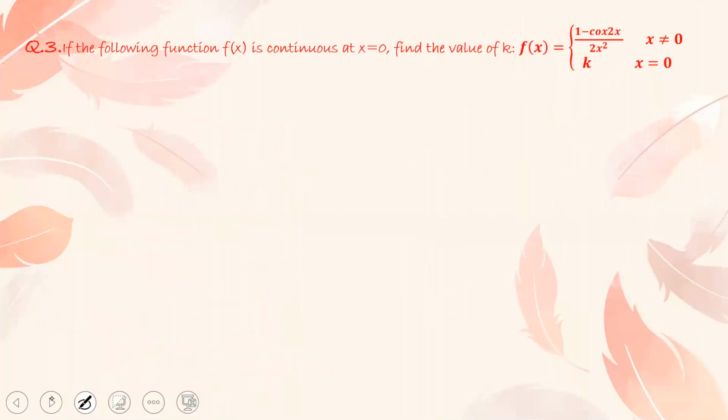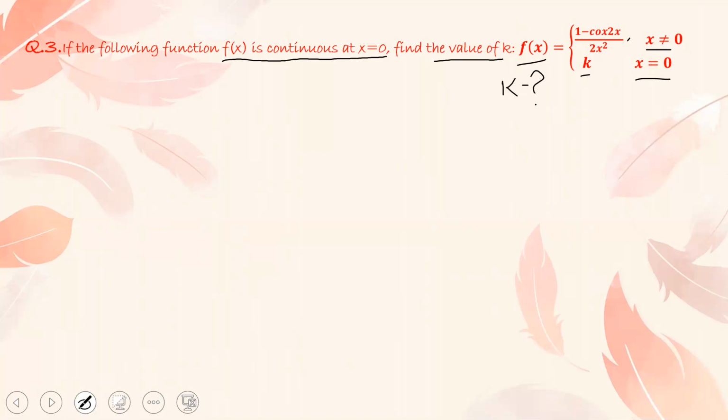Here is your next problem. The function is defined like that: for x not equal to 0, the function is this, and for x equal to 0, the value of the function is k. Now, it is given that the function is continuous at x equals 0, and we need to find the value of k.